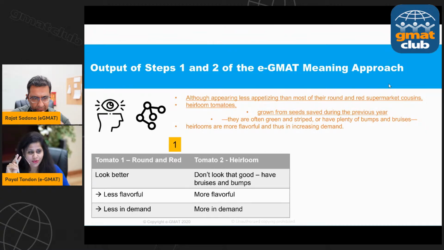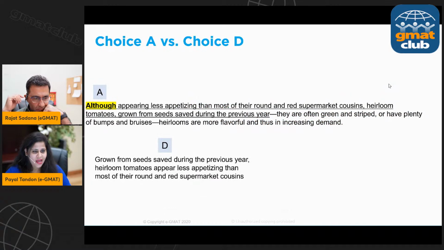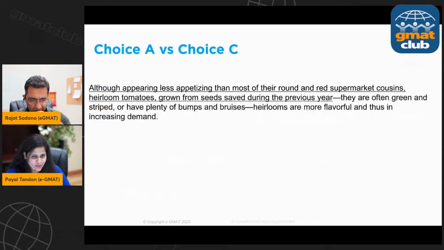There are two outputs that you're going to take from the initial understanding of the meaning. One is you'll have a very clear idea of what the author wants to communicate. In this case, I've created a table in my head because I was able to visualize this table as I was reading through the sentence. And then I also know that there is no verb for heirloom tomatoes, so I know there is a deterministic grammatical error in this sentence. Now I take that forward and look at the answer choices and compare with choice D. Choice D has no contrast at all, right? So choice D is incorrect. And that's the impact of visualization.